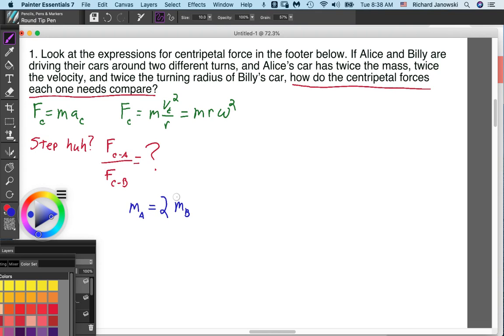Alice's car also has twice the velocity. So V sub A is equal to something times V sub B. Again, the number is 2, and the number goes right here. She's going twice as fast. And twice the turning radius of Billy's car. So radius of Alice is equal to blank times radius of Billy. The number is 2, and again, the 2 goes here.